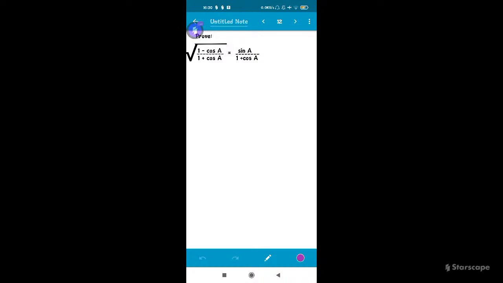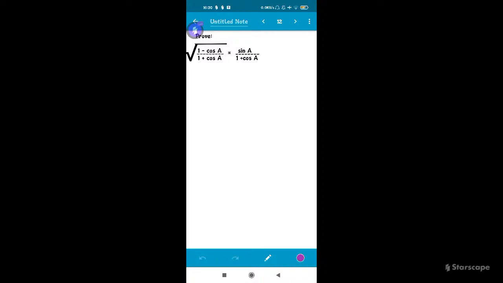In the last lecture, I saw that one of the questions was not uploaded properly due to some network issue. So I'm going to start with that question itself to help you guys. Our first question for today is, we have to prove that the square root of 1 minus cos A by 1 plus cos A is equal to sin A by 1 plus cos A.